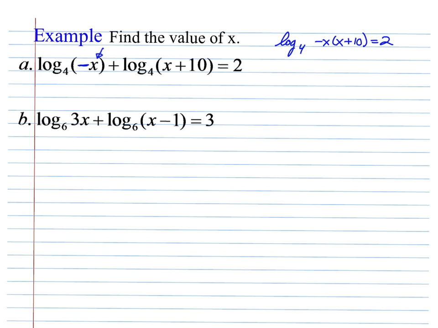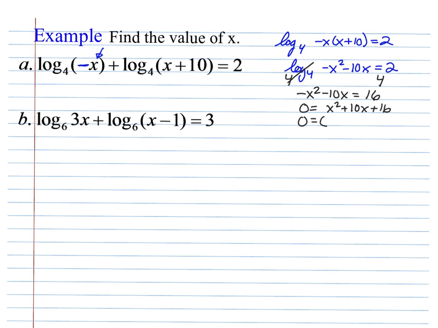So we're going to have log base 4 of -x squared minus 10x is equal to 2. I need to get rid of the log, so I'm going to raise it to the power of 4 so I can get rid of it. So that goes away. Now I have negative x squared minus 10x is equal to 16. I'm going to move everything to one side. So I'm going to have 0 is equal to x squared plus 10x plus 16.